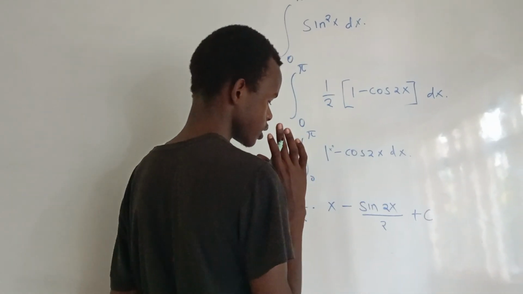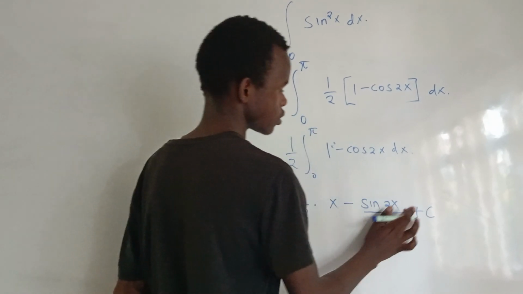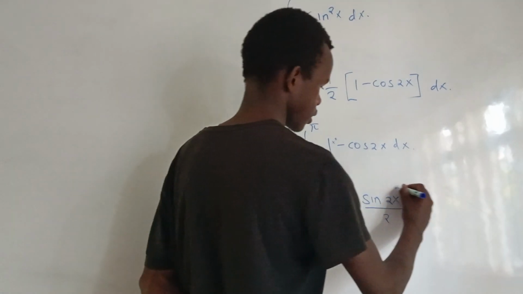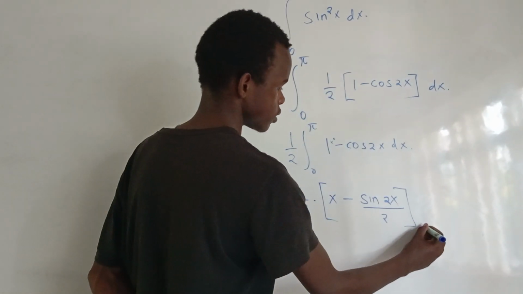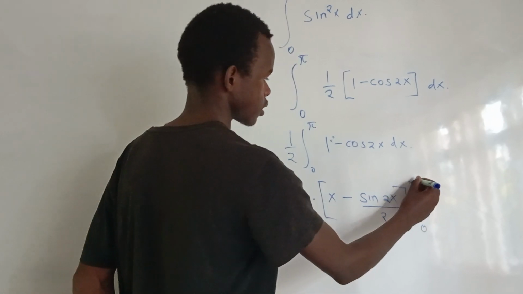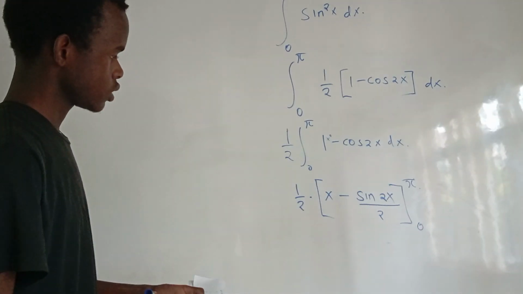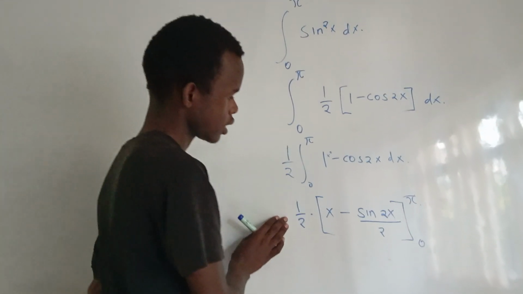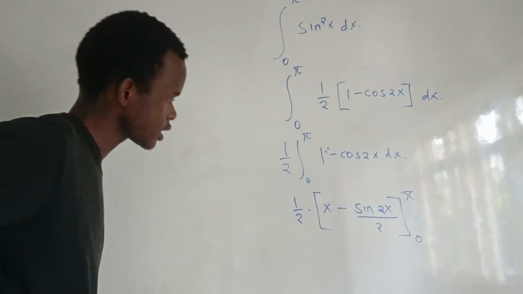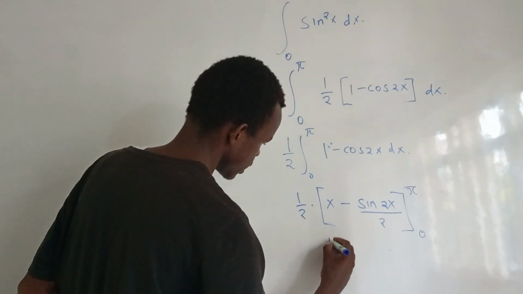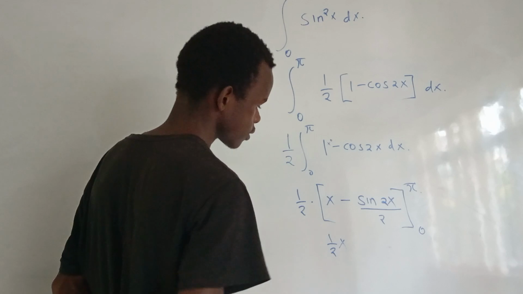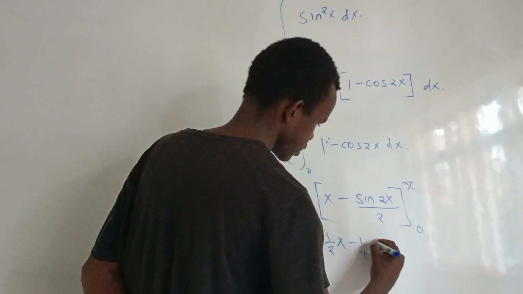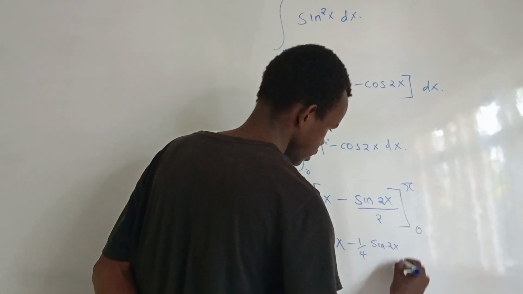Then plus a constant c. Sorry, we won't add a constant c because we still have the bounds. So this is my answer, but we have the bounds from 0 to pi. Remember, the half multiplies throughout. So if I open the half, I'll get a half x minus a quarter sine of 2x.